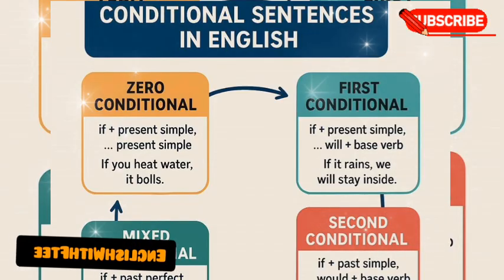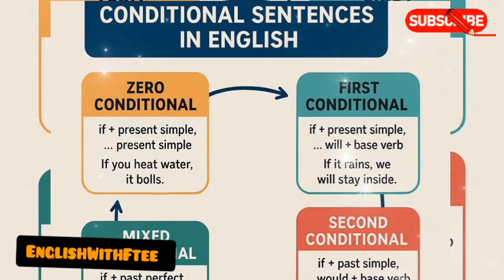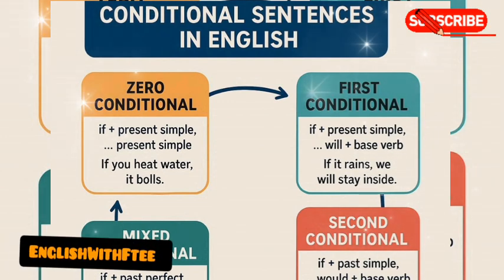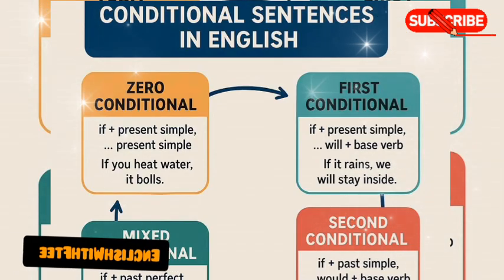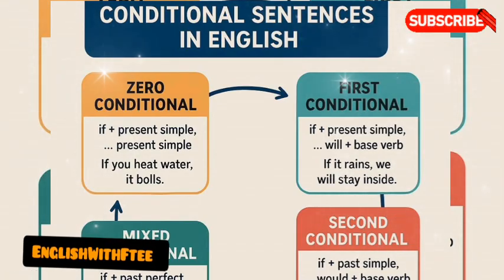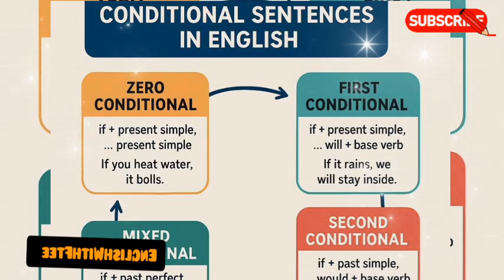What is a conditional sentence? Let me break it down in simple terms. A conditional sentence is like a cause and effect story told in 2 parts. The first part is the condition, which is the if part. The second part is the result, which is the then part.